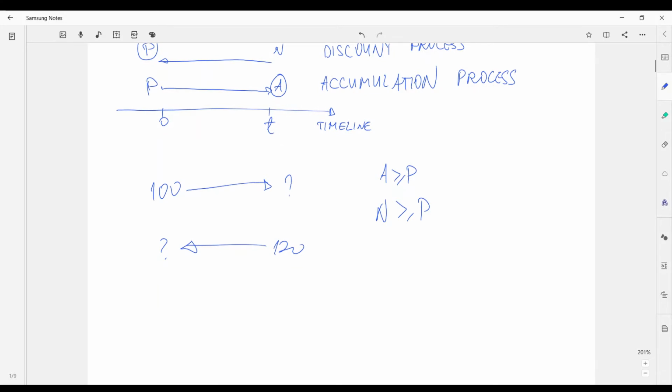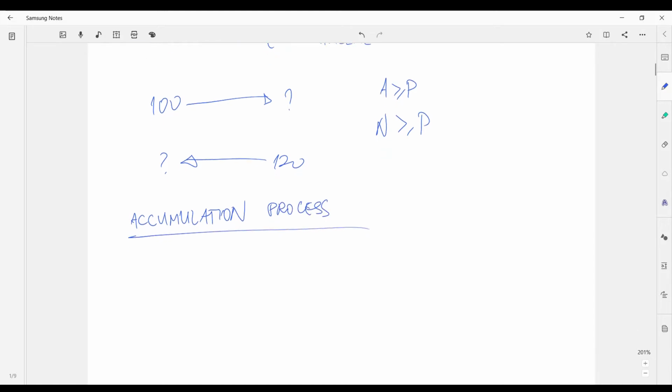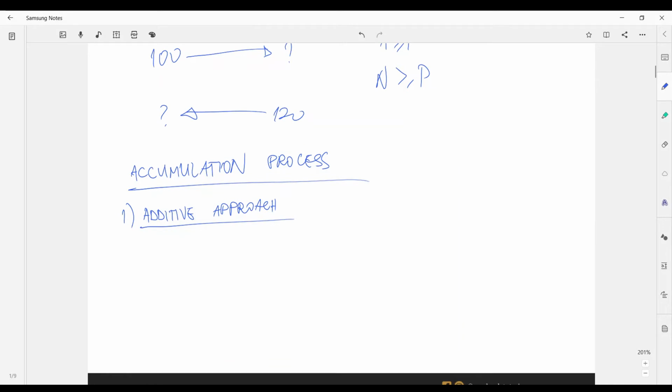Now, there are two possible ways to define each of these processes, and we're going to mention them. So let's concentrate for a second on the accumulation processes. Inside the accumulation process, we are going to speak very briefly about the additive approach and the multiplicative approach. The additive approach is telling us the following thing. It's telling us that the final amount of money, A, that you have at the end of the accumulation process, is equal to the principal that you invested plus the amount of interest I that you earned in the meantime.